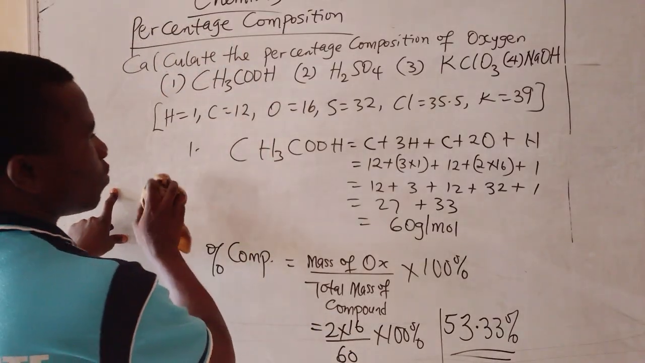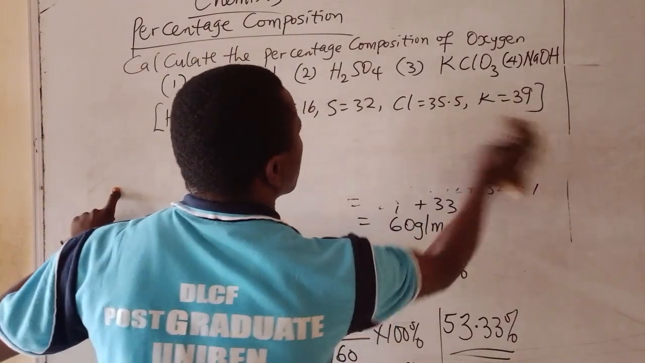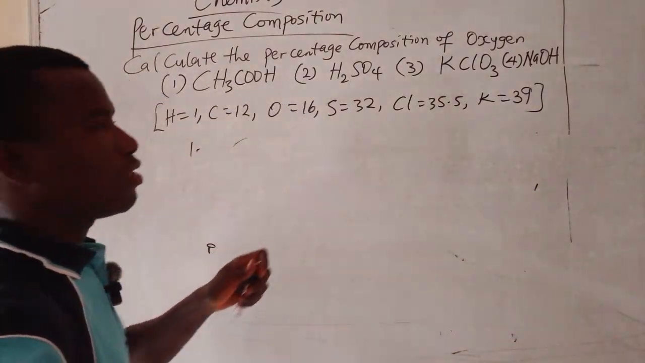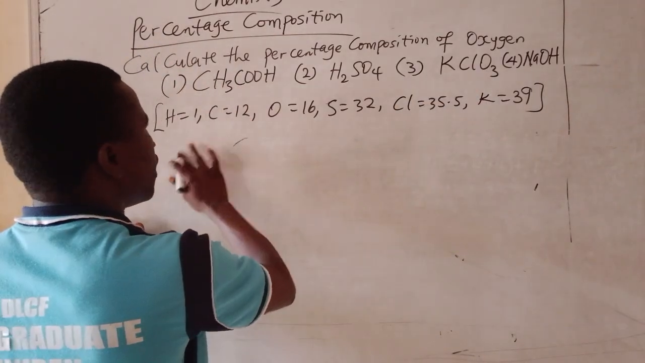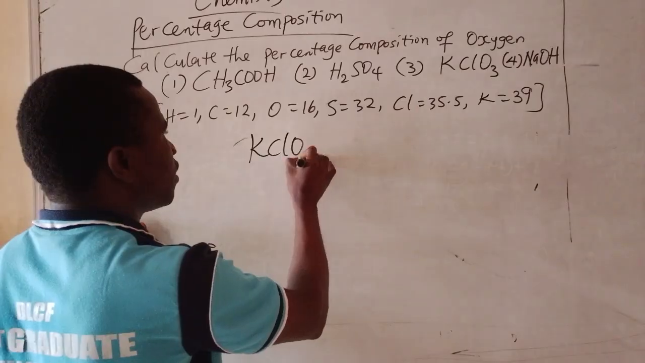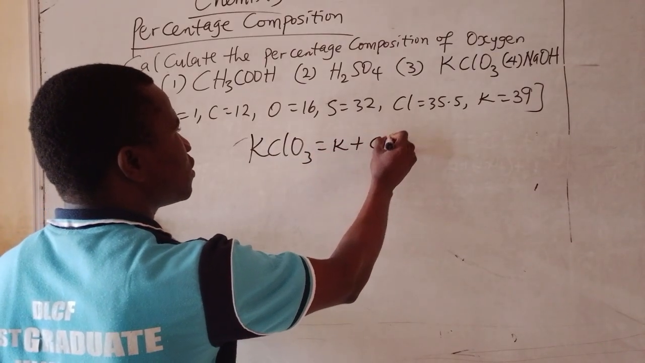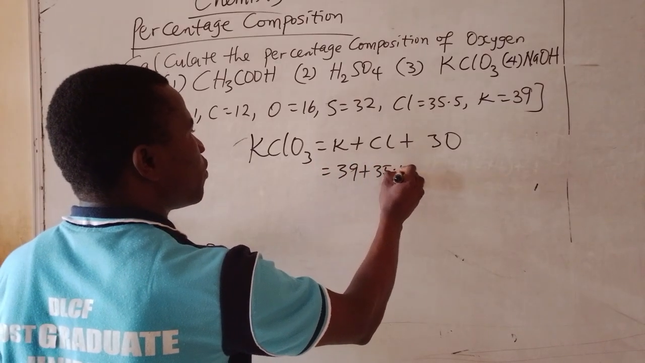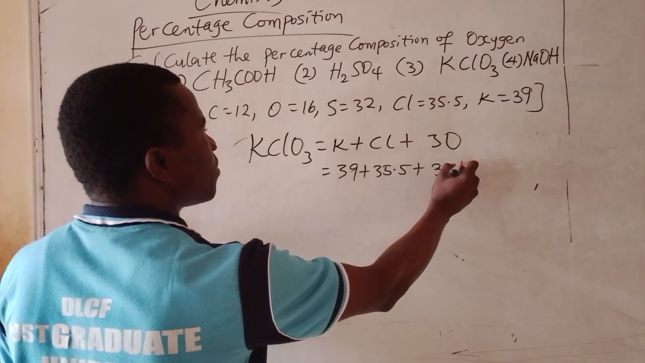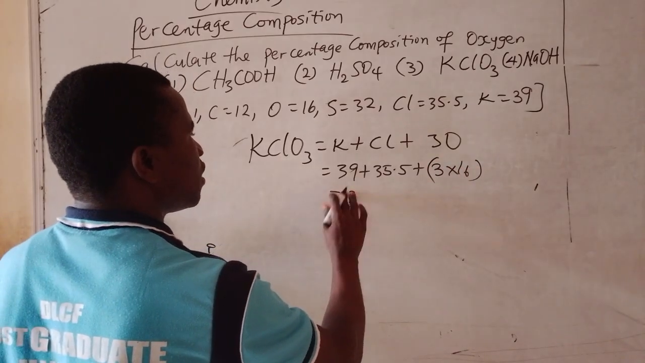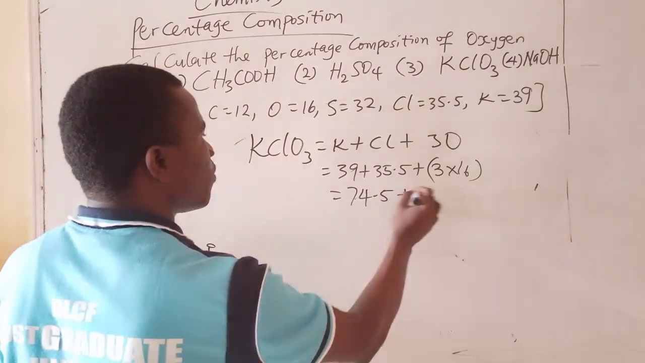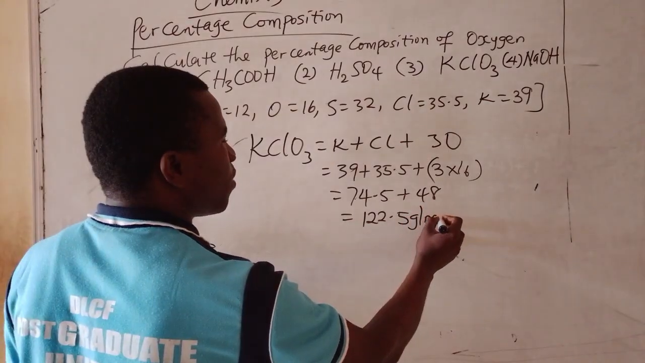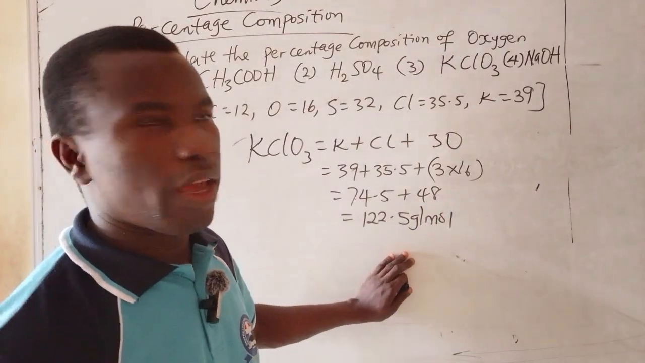So one more example, let's do KClO3. Calculating this one, you have K plus Cl plus 3O, which is 39 plus 35.5 plus 3 times 16. So you have 74.5 plus 48, which will give you 122.5 grams per mole. This is the total mass of KClO3.